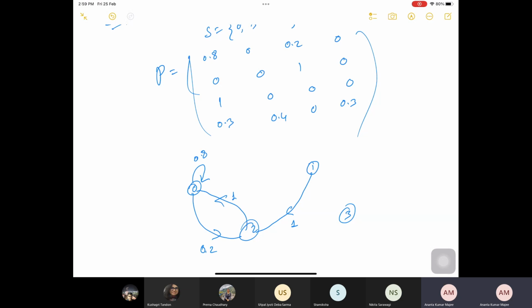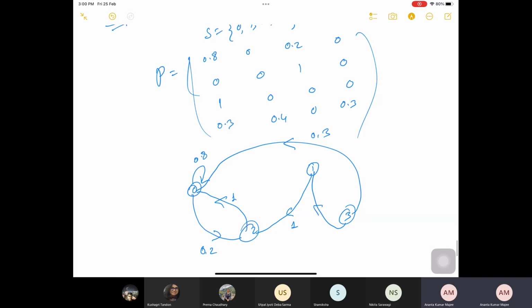Now 3 to 0, there is a transition. So this is your 3. What is the probability? That is 0.3. Then 3 to 1, yes, there is a transition, that is 0.4. And then 3 to 2, no, but 3 to 3 I have, which is 0.3. This is the transition graph of your given Markov chain.